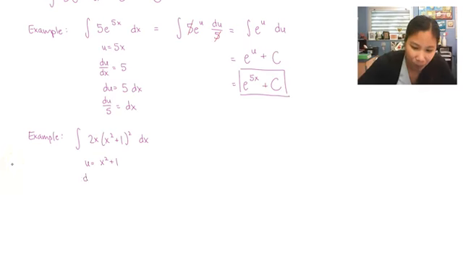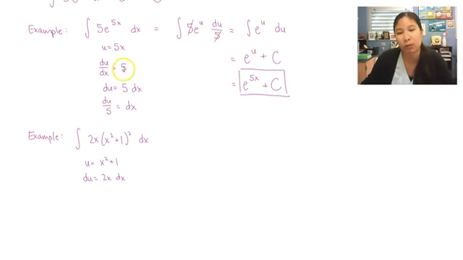So I'm going to write this as du equals 2x dx. I'm skipping the step where I wrote du over dx equals whatever the derivative is. And then I want to get dx by itself, so I'm just going to divide both sides by 2x.